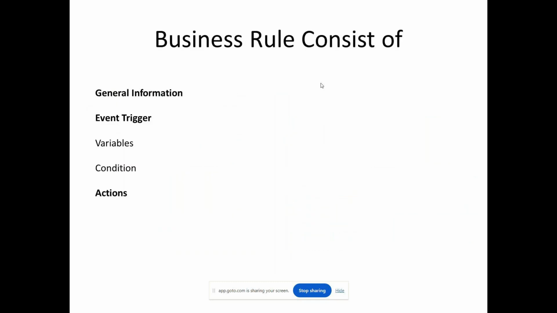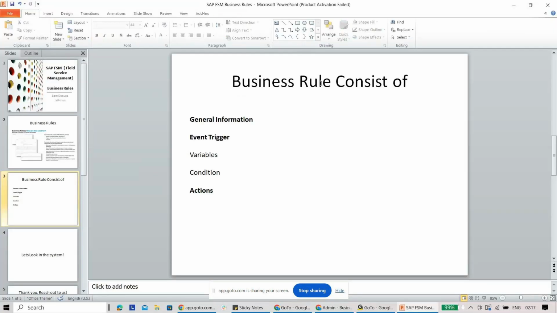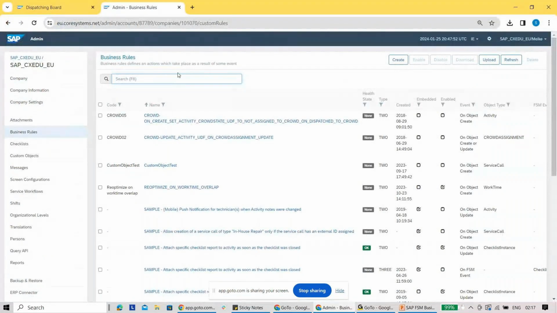Now, we can actually look into the system and see how it looks. Let me quickly jump into the system. So we are already in the business rule screen. This is the screen. How does it look?